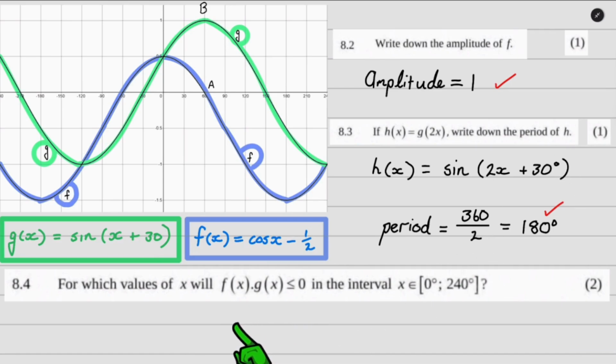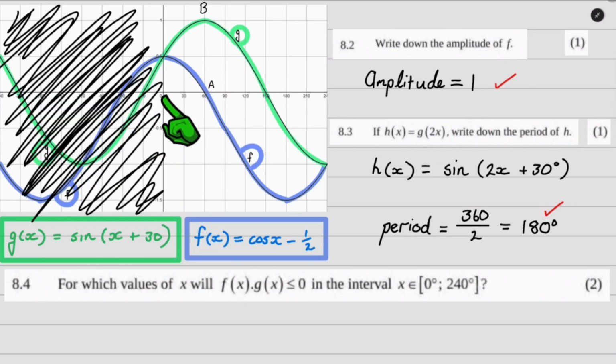8.4, we've got our challenge round. For which values of x will f of x times g of x be less than or equal to 0 in the interval from 0 to 240? So I'm only doing 0 to 240, so I'm going to ignore this side of the graph. So let's get rid of it for now. We're only going to be doing 0 to 240.